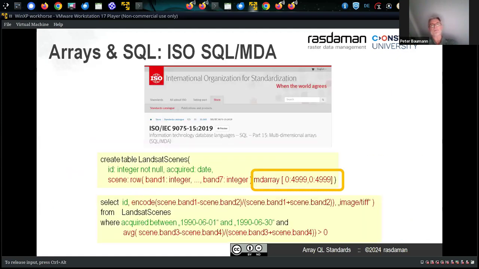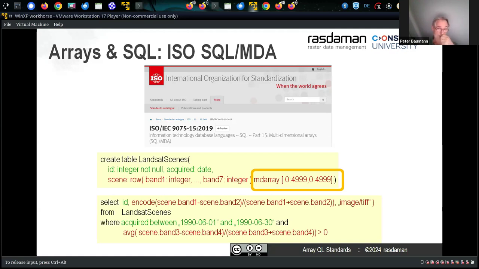And at some time, the ISO folks got excited about that and said, hey, we want to add that to SQL. And after some work of the team, actually part 15 emerged, which is MDA, standing for multi-dimensional arrays. So yes, SQL can do arrays. Good. How does that work? Well, first of all, the DDL is extended. We can define arrays as attributes.